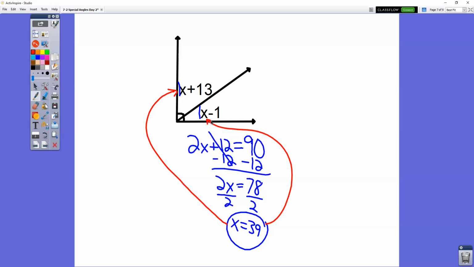1 times 39 is 39. 39 plus 13 gives you 52. 1 times 39 is 39. 39 minus 1 is 38. So your two angles that you should have gotten are 52 and 38. Always make sure that your answer makes sense. 52 plus 38 does give you 90, which is what we should have gotten because we have the right angle with complementary angles. One last question.